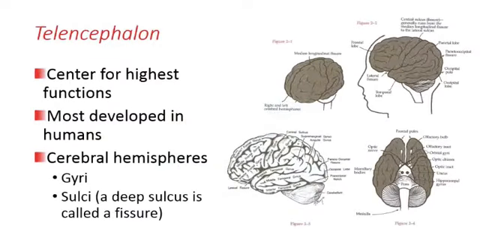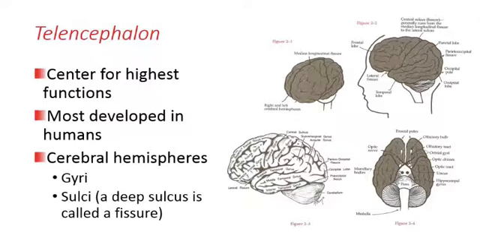So the telencephalon includes the center for the highest brain functions or highest cognitive functions. It's most developed in humans compared to other animals, and it consists of the 2 cerebral hemispheres. We look at the outside of the brain and we refer to gyri, or these little bulges here, and sulci, or these little grooves. And a deep sulcus, singular, is called a fissure. And so we have the fissure of Rolando here.